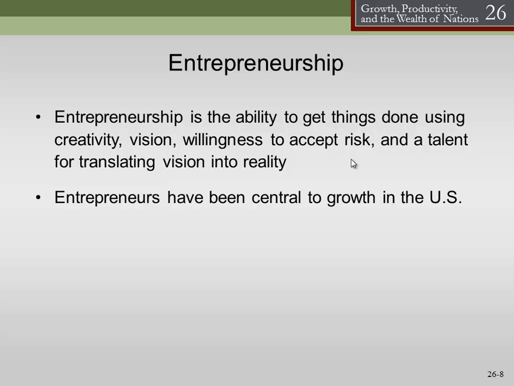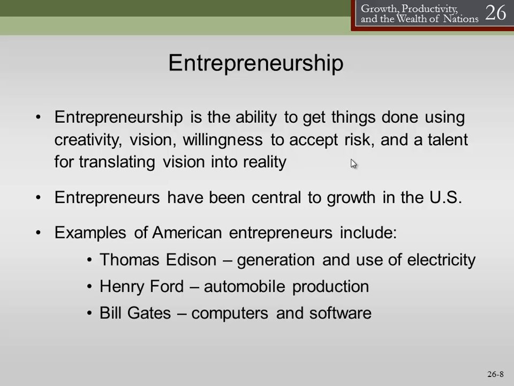So entrepreneurs have been central to U.S. growth. In fact, most of the new jobs that are created in the United States are created by small businesses. Large businesses don't need to create new jobs. They just need to replace people who have left their employment. So they don't need to create jobs. They just need to take care of attrition. New businesses, small businesses that are growing, they need to increase and have more employees as they grow. Some examples of American entrepreneurs include Thomas Edison, Henry Ford, Bill Gates, and really anybody who's willing to undertake a business.